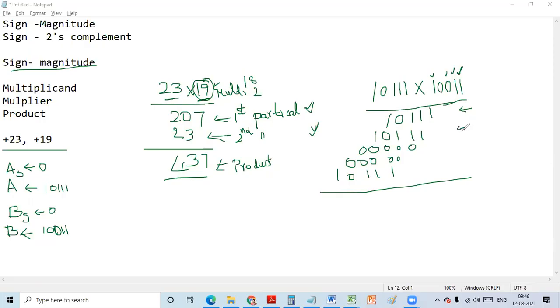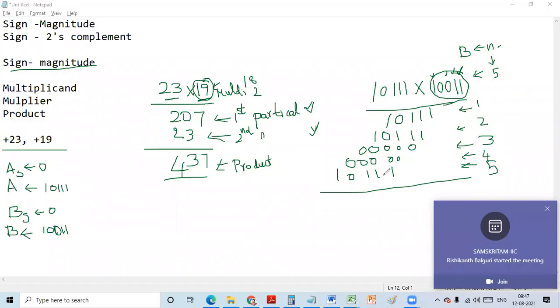How many partial products do we have? How many? 1, 2, 3, 4, 5. 5 partial products, because the multiplier has n bit length, which is nothing but 5. So 5 partial products we have. Okay, so nothing but 5 times we'll be getting either the multiplicand or all zeros. Once you get all the partial products, then we perform addition of all of these.